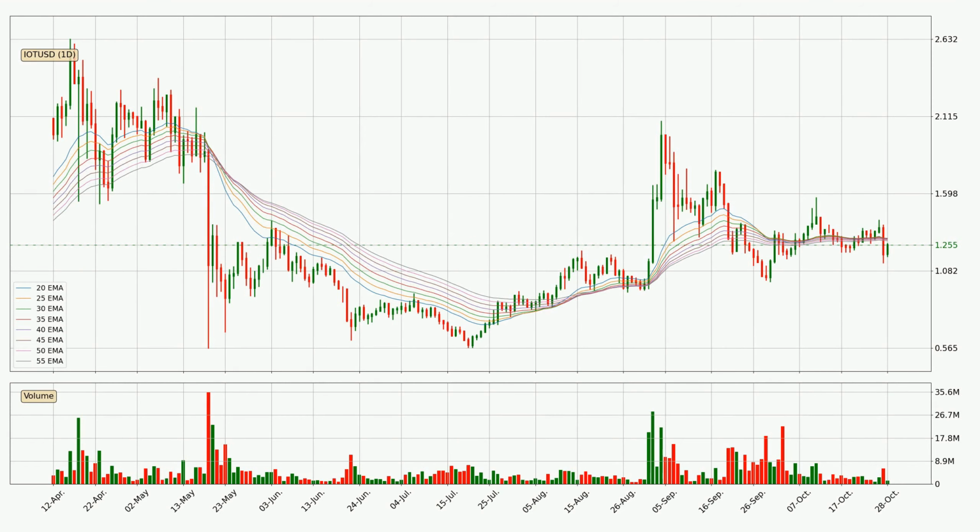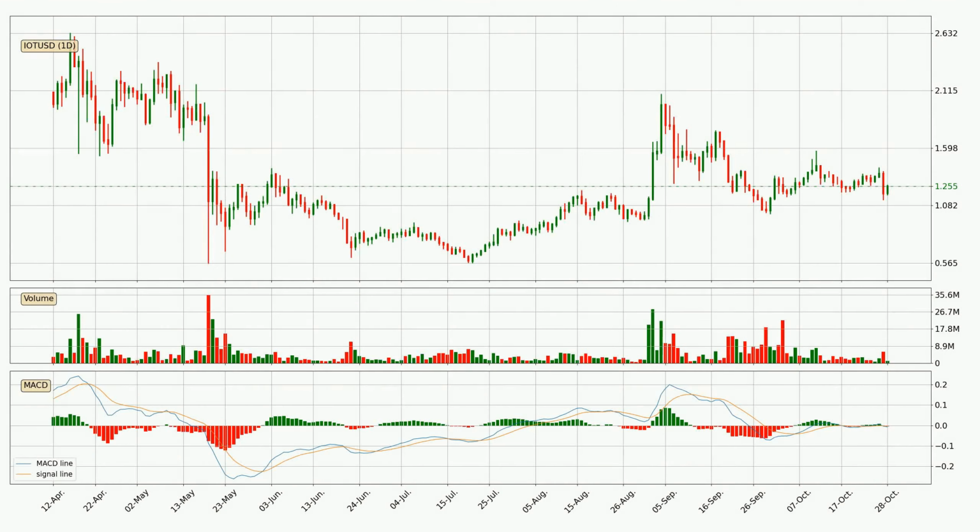Jumping to the daily exponential moving averages, the current price went below the daily ribbon, so you should see if the price can jump back above the ribbon or it will play as a resistance to the upside, currently at around 1.28. Moving to the daily MACD, the MACD line is below the signal line, which shows that the current trend is on the downside.